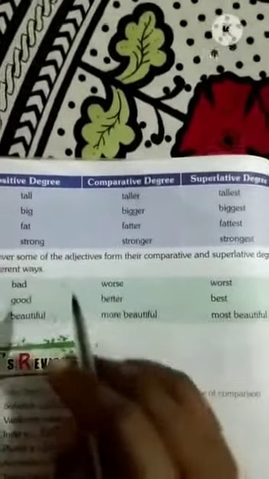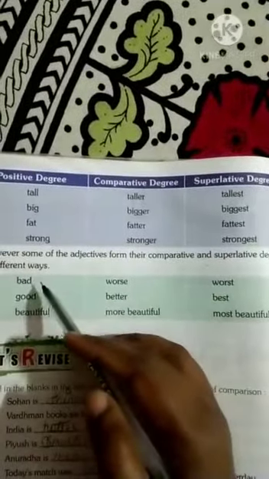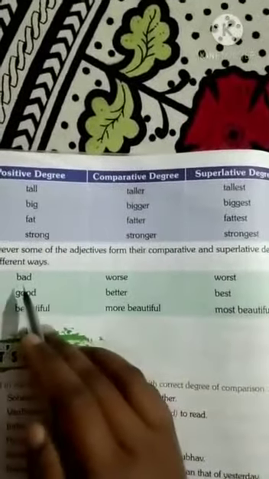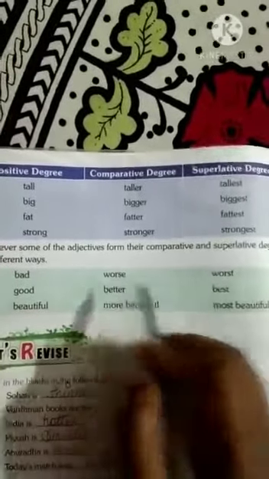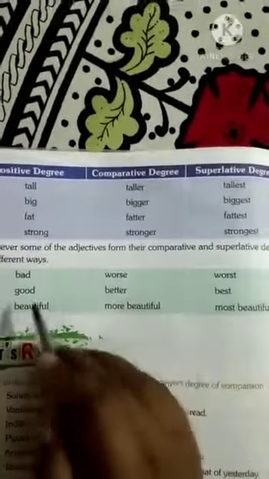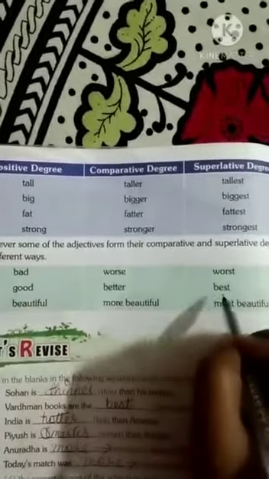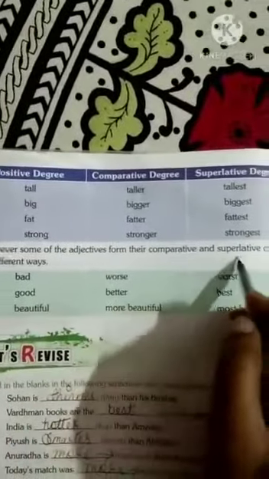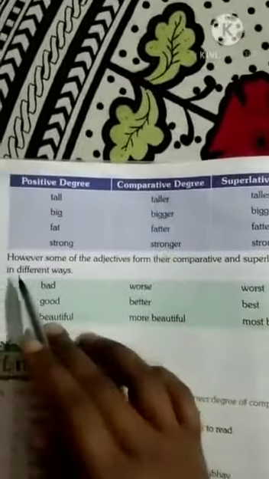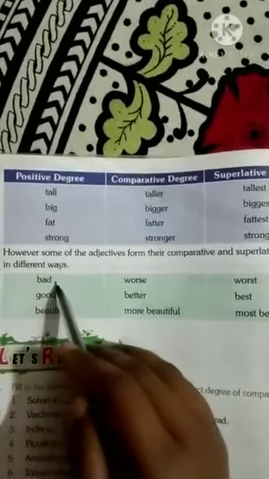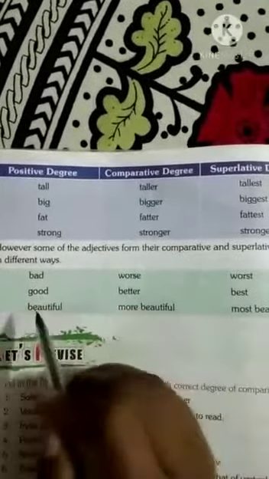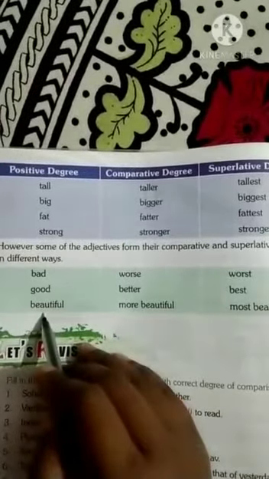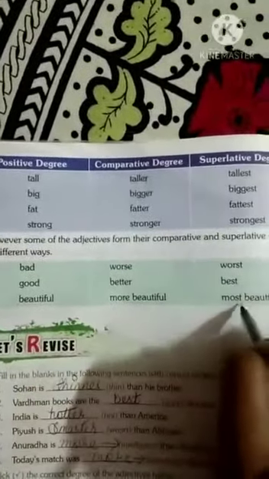Okay. Now, some of the other words we do not change like this: bad, badder, baddest. It will be changed like this: bad changes into worse and worst. The word good will be changed into better and best. So, some of the adjectives form their comparative and superlative degrees in different ways. They change like this: bad, worse, worst; good, better, best. The word beautiful will be changed like this: more beautiful, most beautiful.